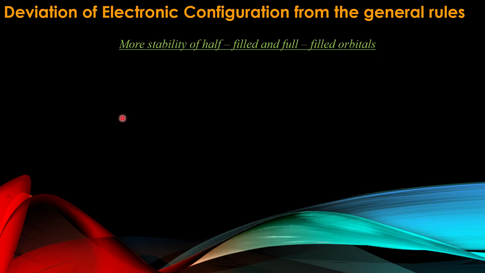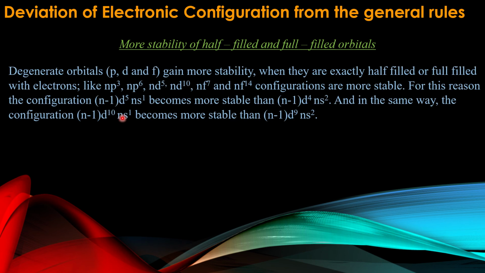Now, more stability of half-filled and full-filled orbitals. Degenerate orbitals, I told you, p, d and f, these are called degenerate orbitals. Degenerate orbitals gain more stability when they are exactly half-filled or full-filled with electrons. Like np3, where n means 2, 3, 4: 2p3, 3p3, 2p6, 3p6, in this way. nd5, nd10, nf7, nf14, these are half-filled and full-filled conditions.